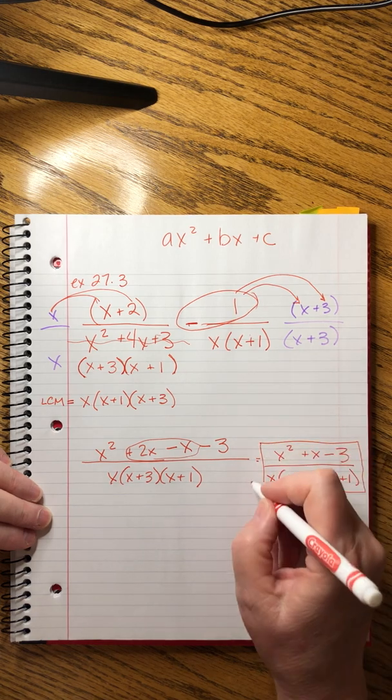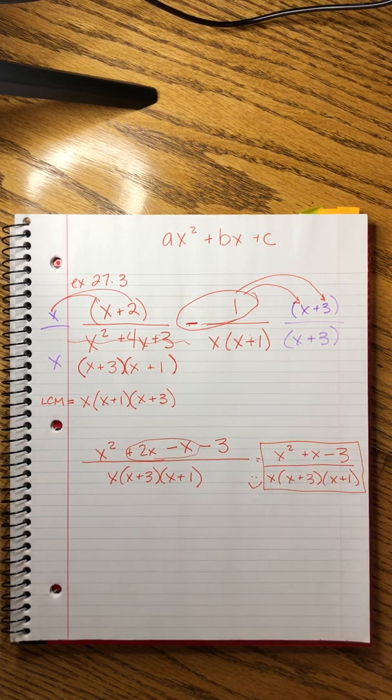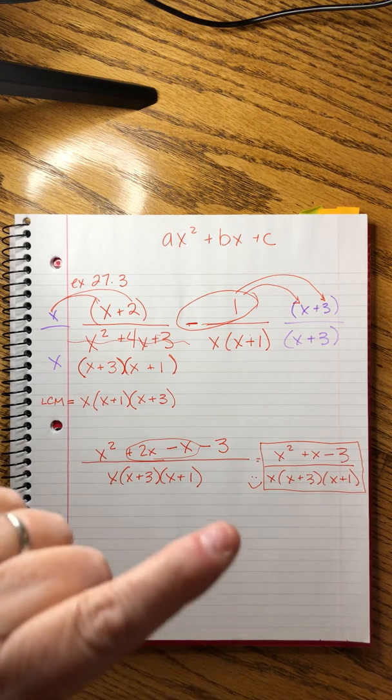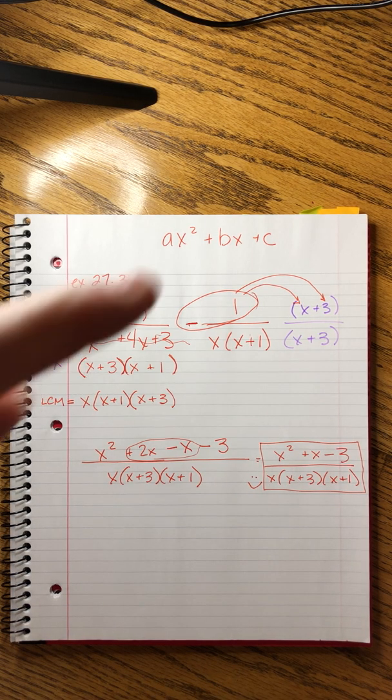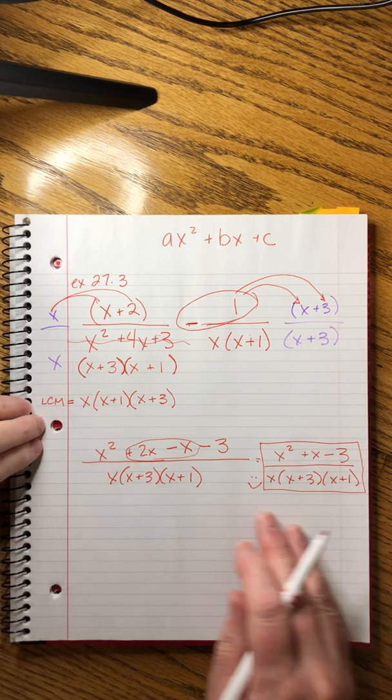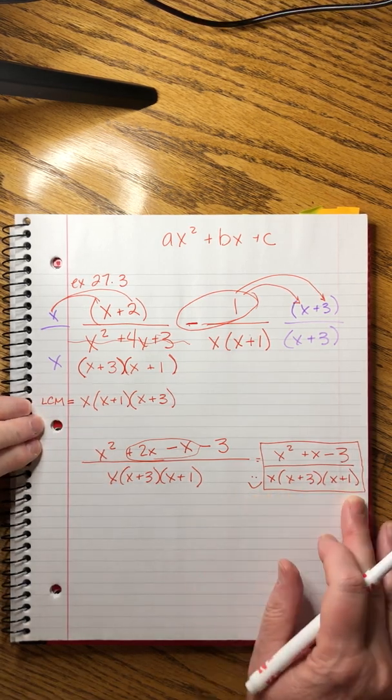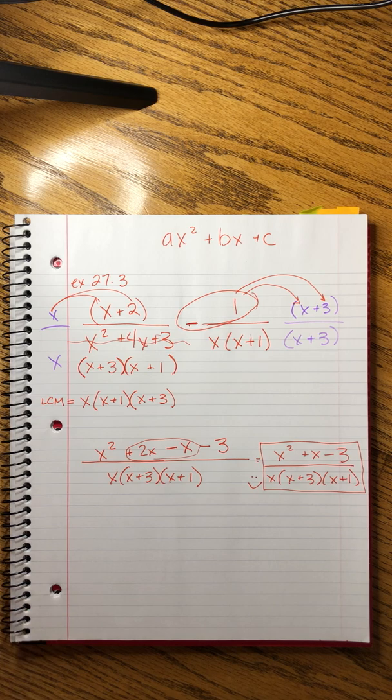Yay! Okay, rational expressions do not scare us. We can't make the denominators go away, but we can do some damage and combine them into one relatively cute little fraction. That's the end of 27.